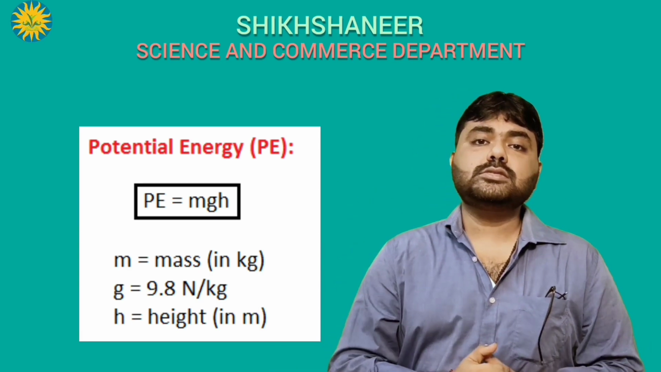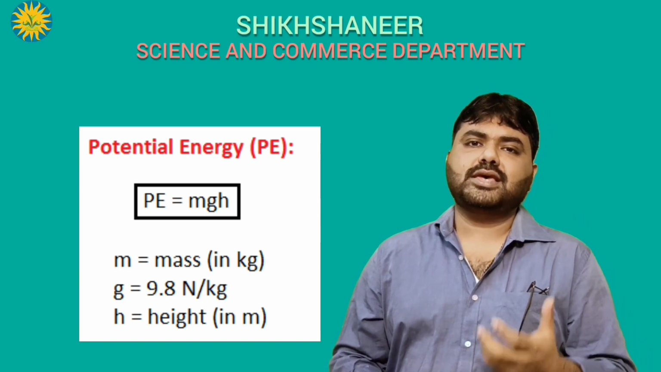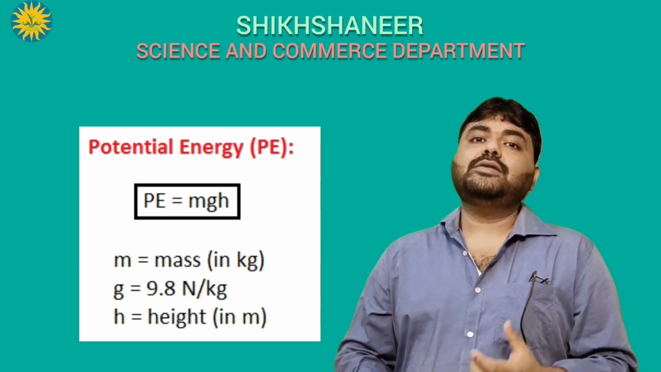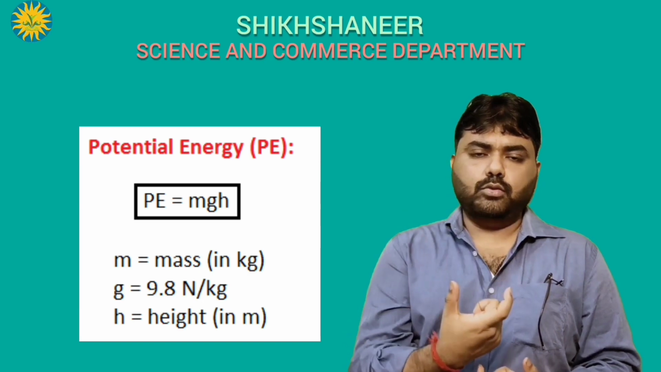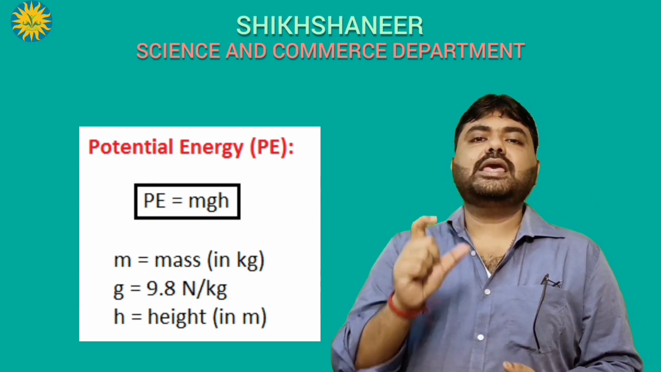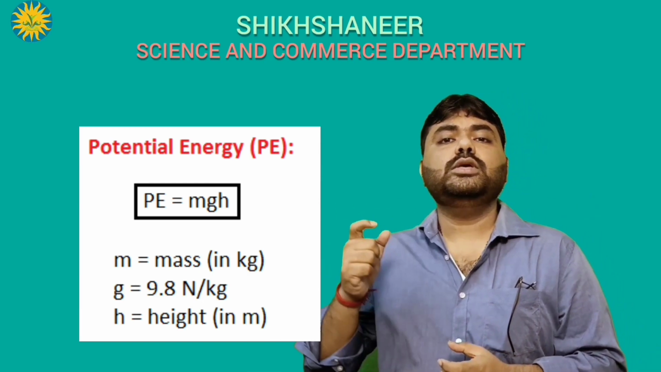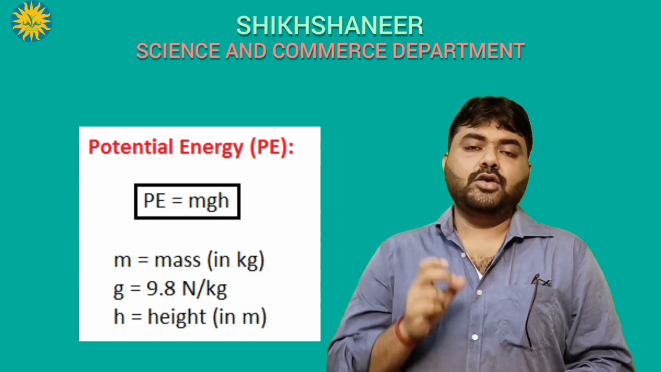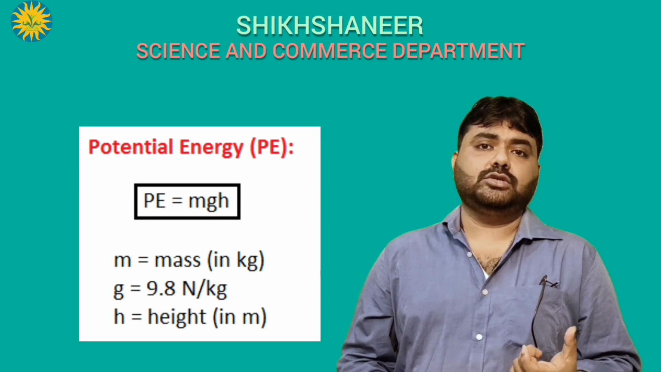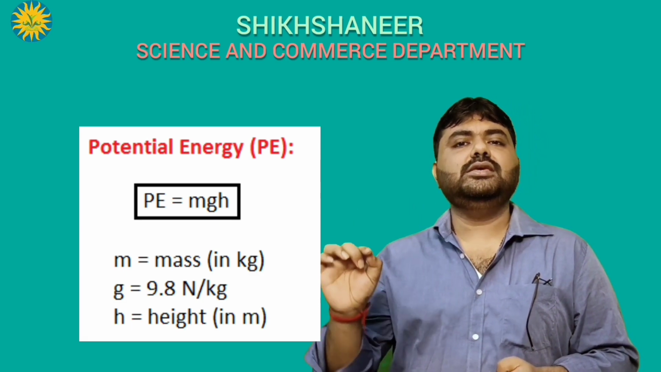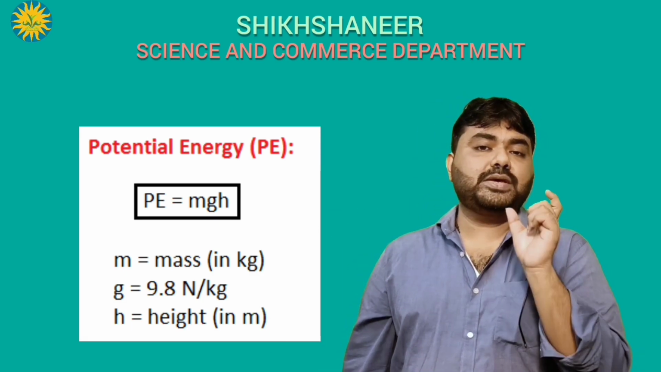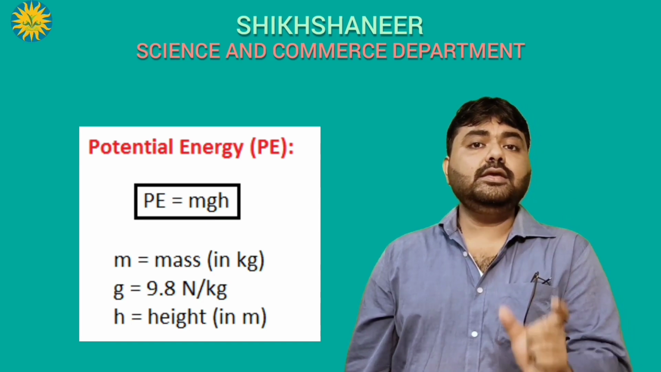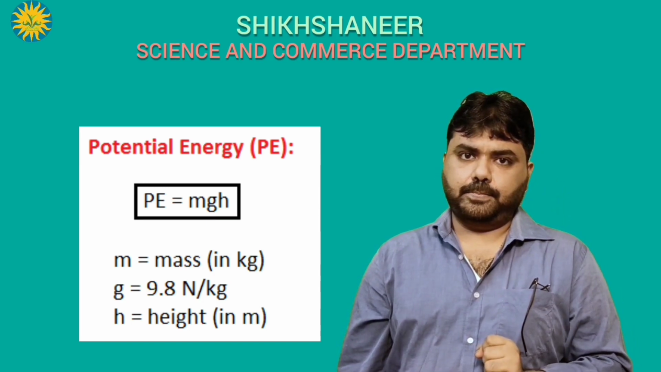Weight means the product of mass and acceleration due to gravity. That means we can replace weight with m into g, that is, mass into acceleration due to gravity. Therefore, the mathematical expression for potential energy will be m into g into h. So this is the basic formula for finding the potential energy.